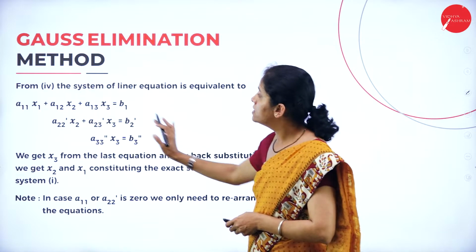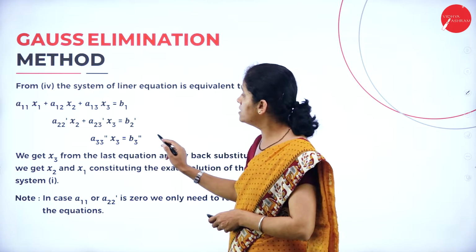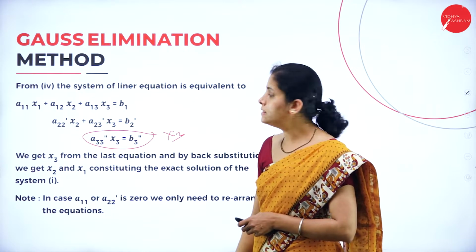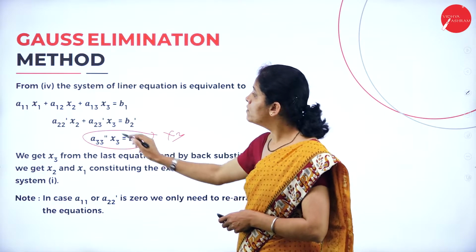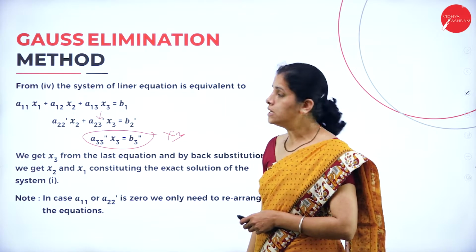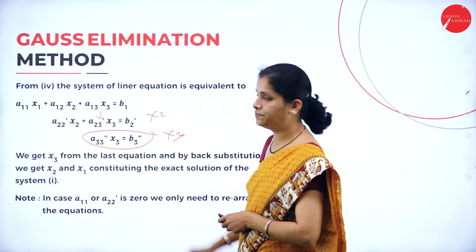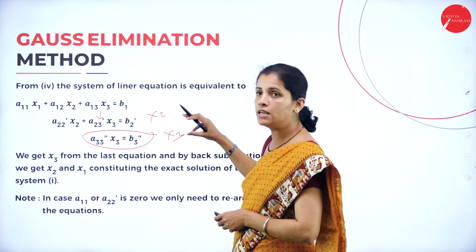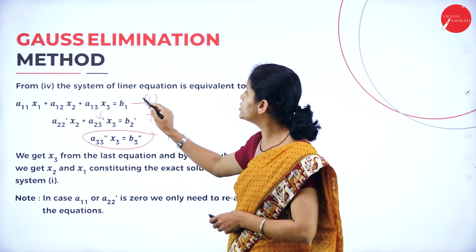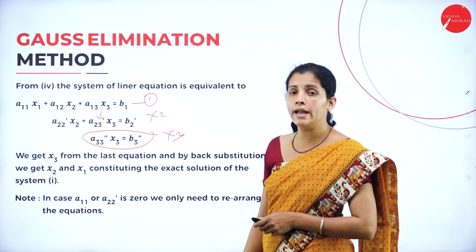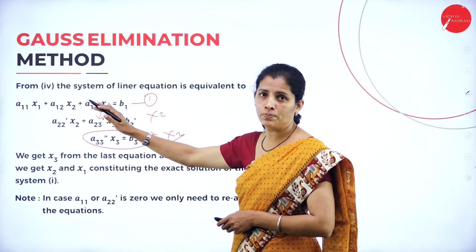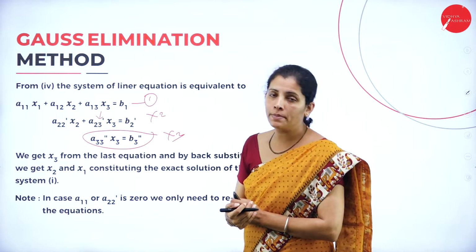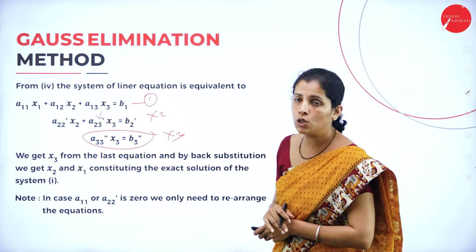Now, see here, this is my linear equation. By this, I will get the x3 value. Now, whatever x3 I have, I am going to substitute it to get my x2. Now, I got x2 and x3. Now, I am going to substitute these values in my first equation to get the x1 value. So, this is the way I am going to find the approximate solution for my three unknowns.